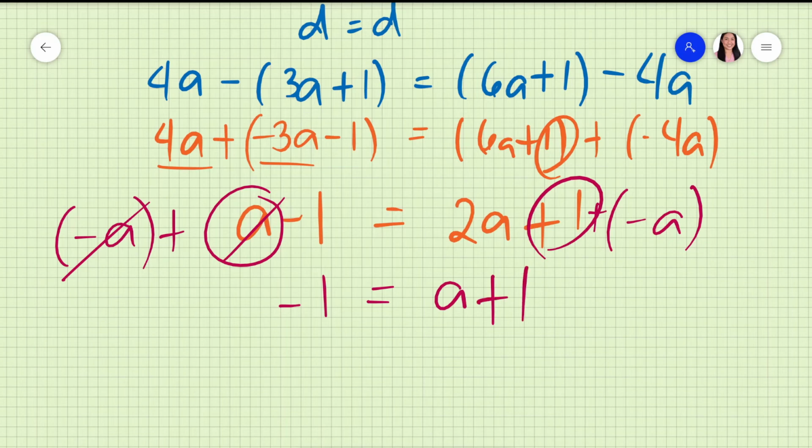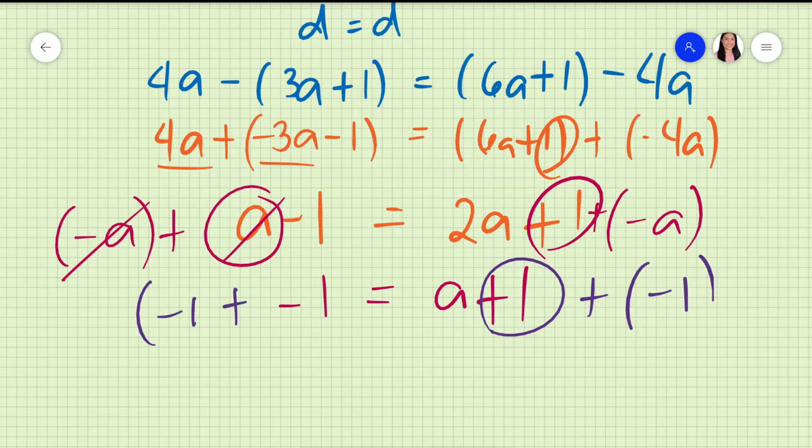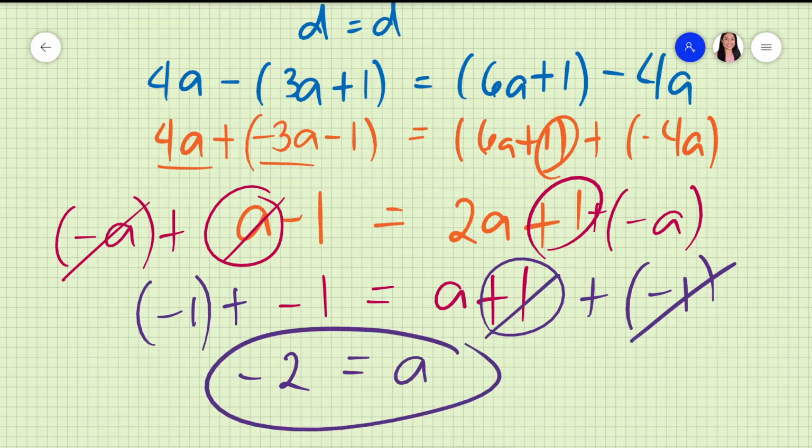Next is we need to eliminate positive 1 on the right side of the equation. Thus, we will be using the addition property of equality and add its opposite, which is negative 1, on both sides of the equation. Now, let us try to simplify. Negative 1 plus negative 1 is equal to negative 2. On the other hand, positive 1 plus negative 1 is 0, thus leaving us the variable A. And now, the value of A is equal to negative 2.